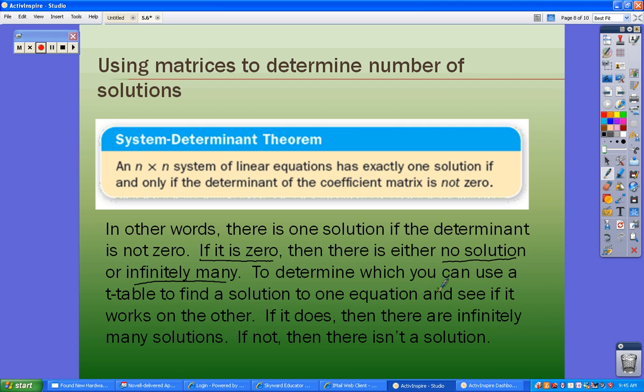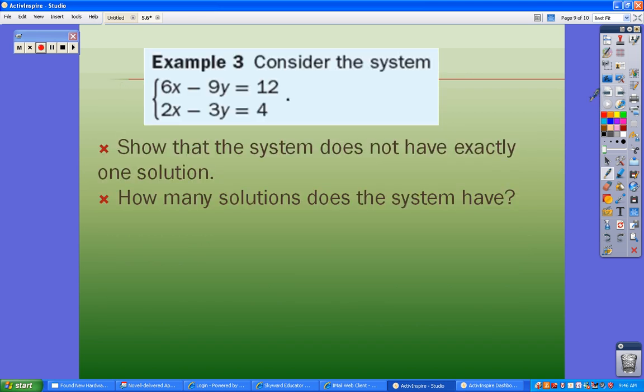To determine which one, you can look at a t-table or you can graph it. You can try to find a solution and then see if it works in the other. But you can't use matrices if it's one of these special no solution or infinitely many cases. You need to revert back to your old methods, take a look at the graph, see if elimination gets rid of everything. You need to go back to another method because this method will not work if the determinant is 0.